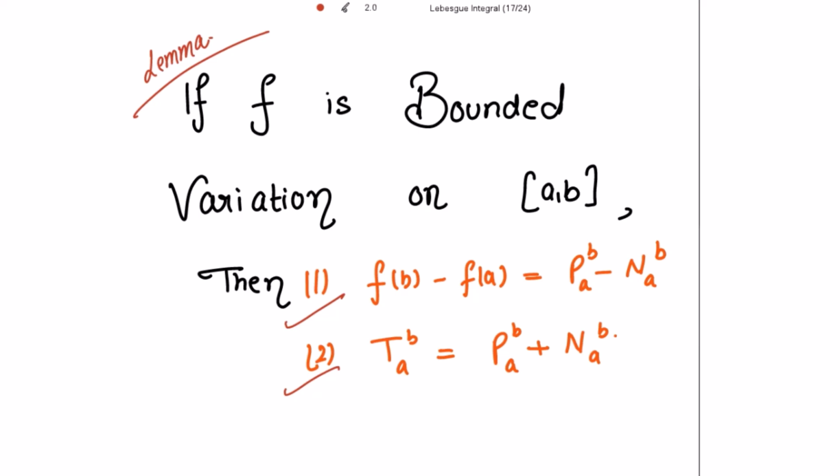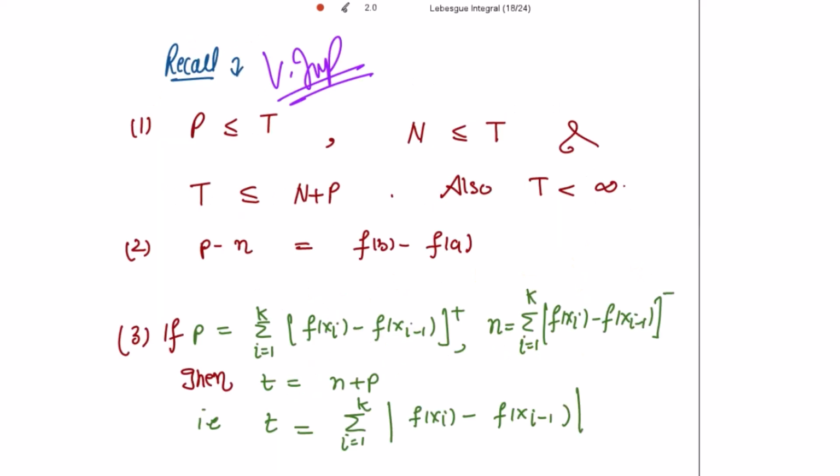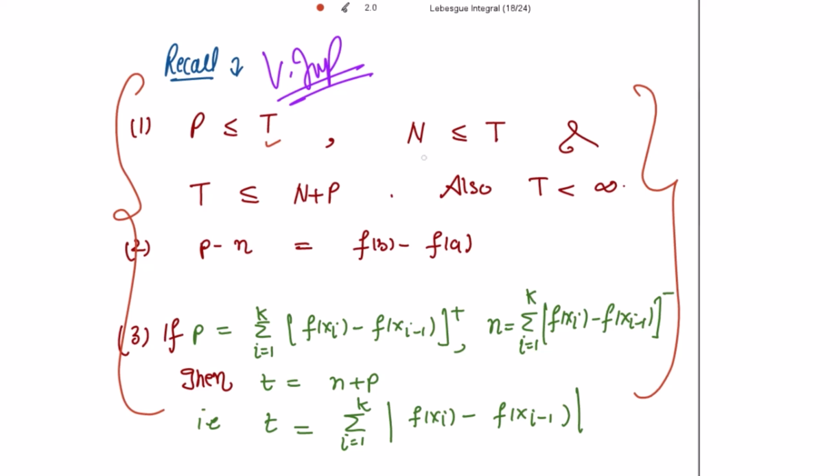So before proving this, let's recall a few results. I have already discussed these results in the previous content. First one: capital P is less than or equal to capital T. That is, the positive variation of f is less than or equal to the total variation of f. And capital N, the negative variation of f, is also less than or equal to the total variation. And the total variation is less than or equal to the sum of the negative and positive variations of f.